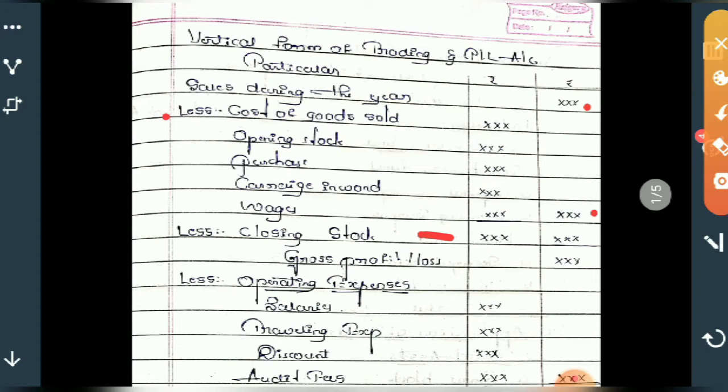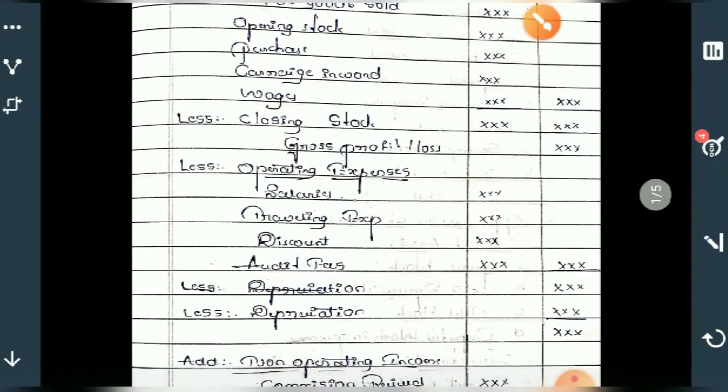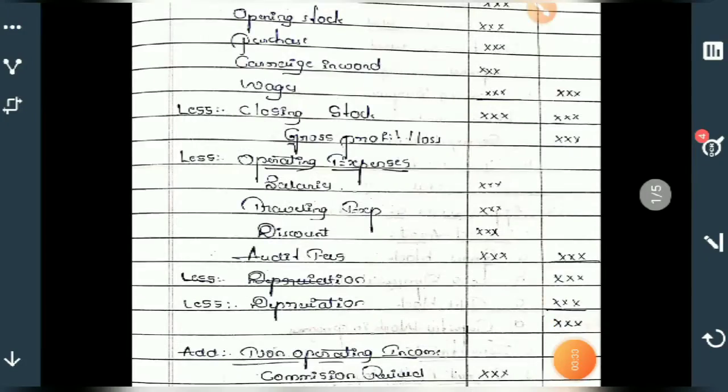Then after deducting these direct expenses and closing stock, you will get gross profit or loss. So sales amount first you have to write, then you have to deduct all the direct expenses and closing stock. Okay, then you will get one amount. Now let us move on to the next particular thing here.